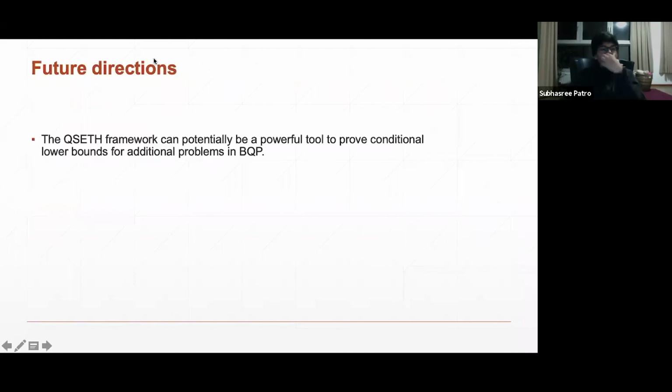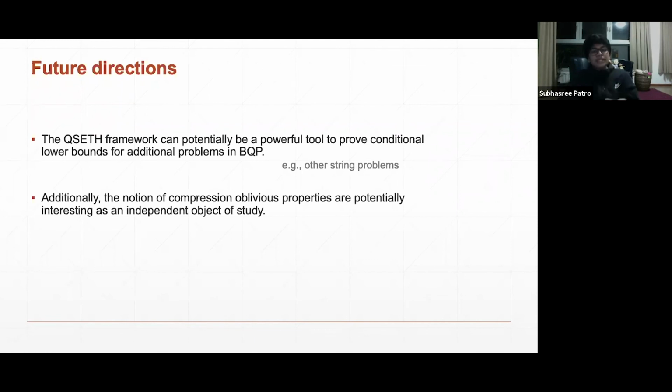We believe that this QSETH framework can be a potential tool to prove conditional lower bounds for many other additional problems in BQP. The low hanging fruits will be other string comparison problems. Additionally, we think this notion of compression oblivious properties is also very interesting. It would be nice to understand what would happen if parity was not compression oblivious. What we have now is, if parity is compression oblivious, we know that P is not equal to P space. But what if parity is not compression oblivious? Does that violate some complexity theory notions that we believe in?